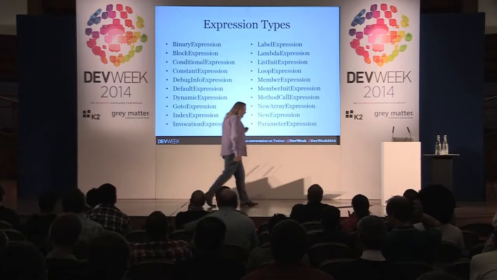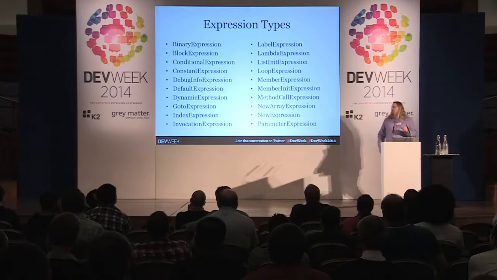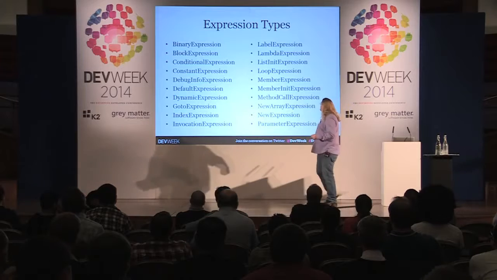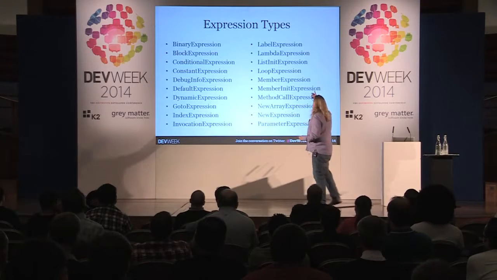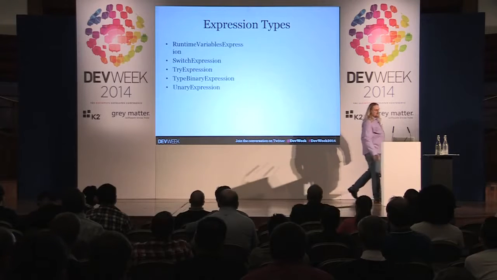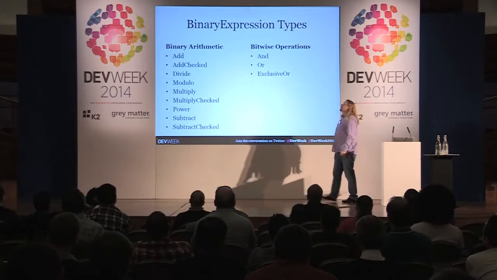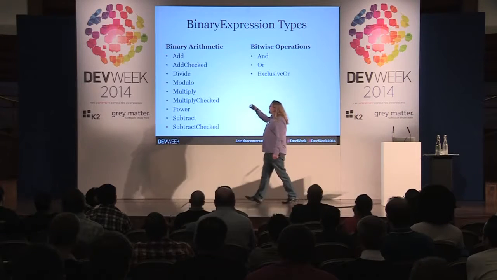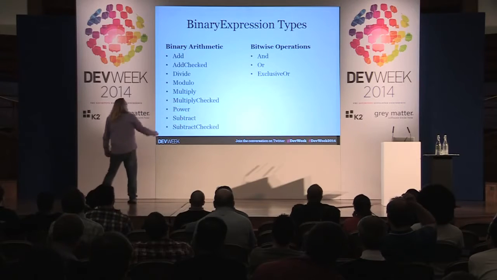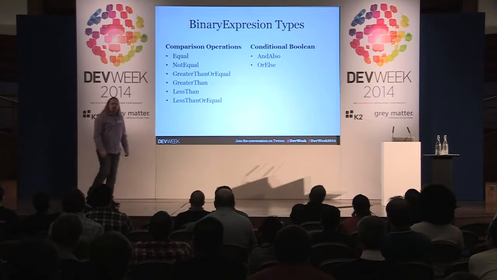I'm not going to go into them in much detail, but here we go. There is a whole raft of expression types within the .NET framework. So everything from binary expressions to dynamic expressions, default expressions, lambda expressions, loop expressions, member expressions, the list goes on. And just from the binary expression type, for example, this is where you'll get things like binary arithmetic on things like add, divide, bitwise operations, comparison operations, conditional operations.